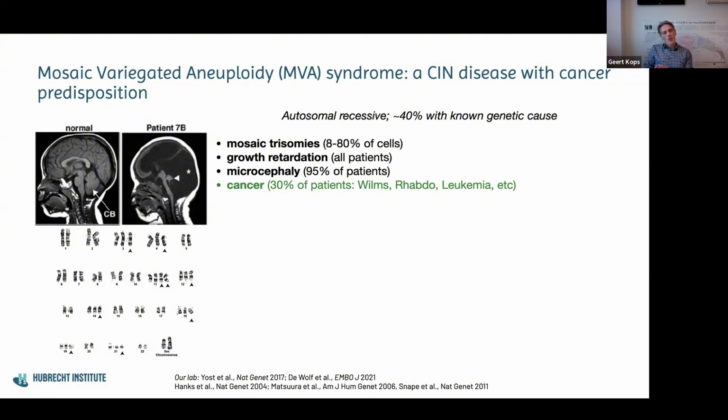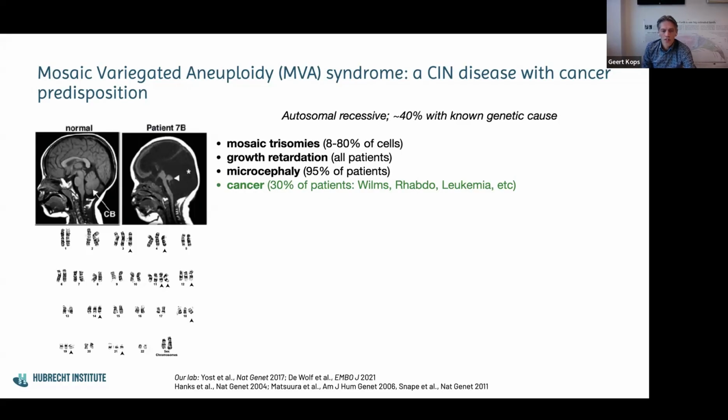The second important argument is that there's a human syndrome called mosaic variegated aneuploidy, which is very rare. About 100 to 120 patients so far have been identified with this disease. It's typically associated with growth retardation, microcephaly, and cancer. The defining feature is mosaic trisomies in a large percentage of the patient's cells across their bodies.